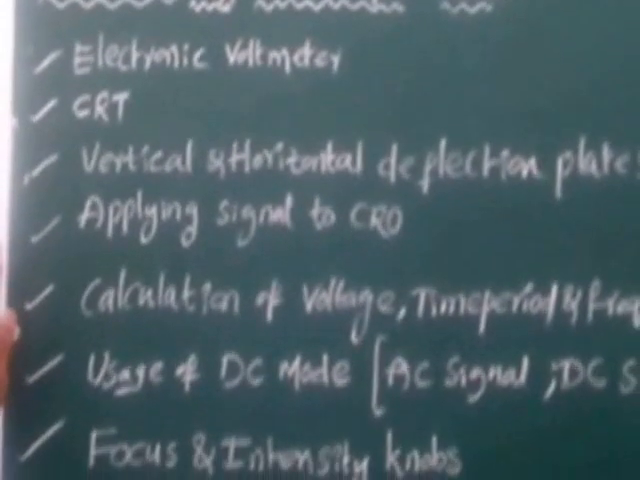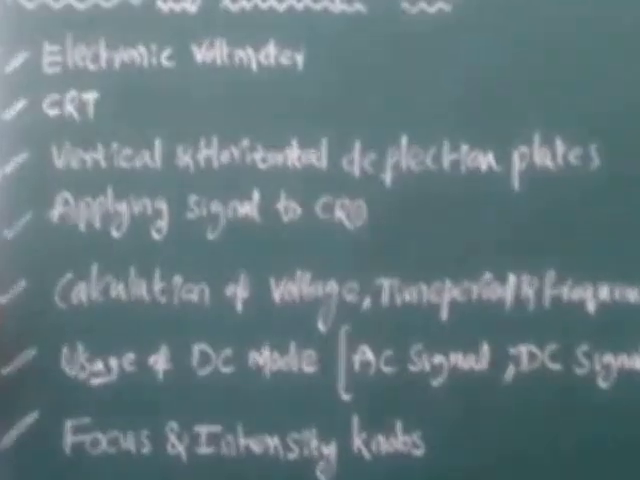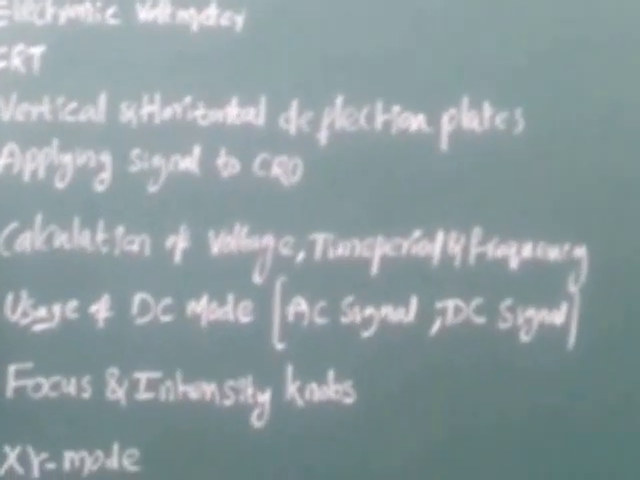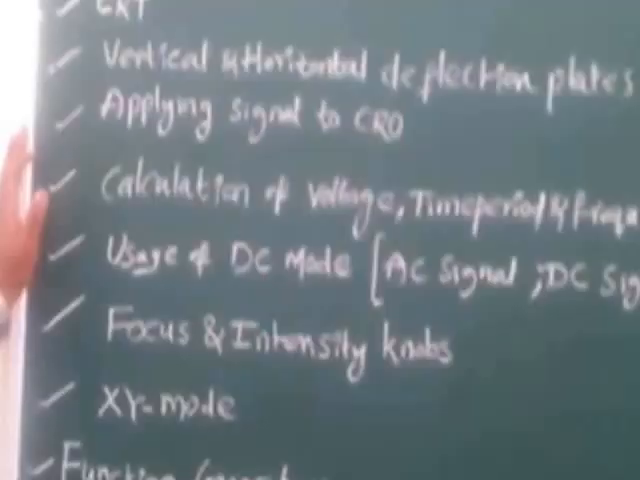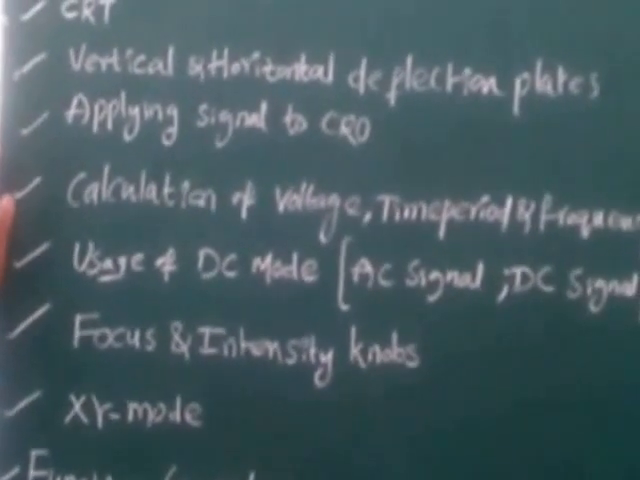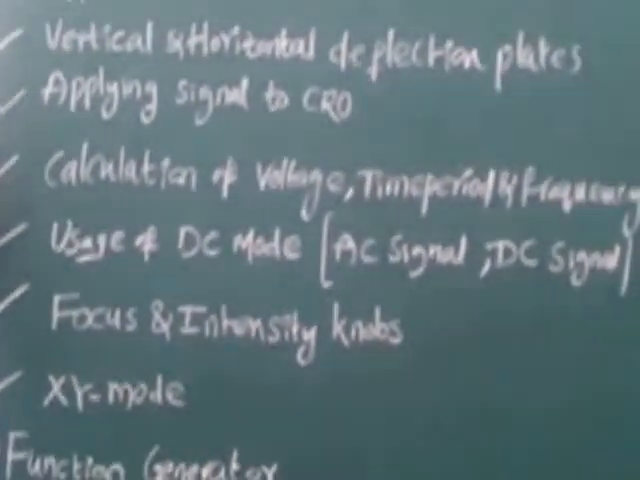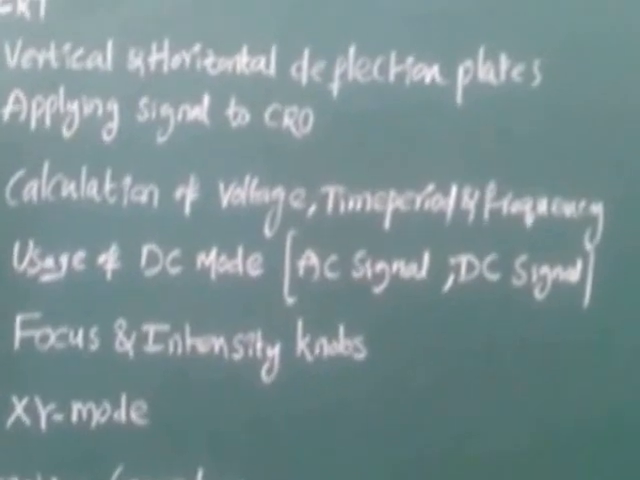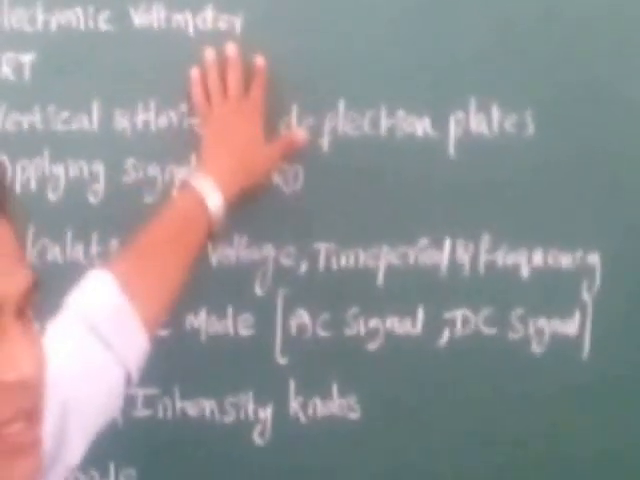And by using a normal voltmeter we cannot observe the AC signal, but the CRO can display the voltage signals, AC voltage signal, and DC voltage also we can observe by using this one. And by observing the signal we can get the values of the voltage, time period and frequency of the signal. That's why it is nothing but an electronic voltmeter only.